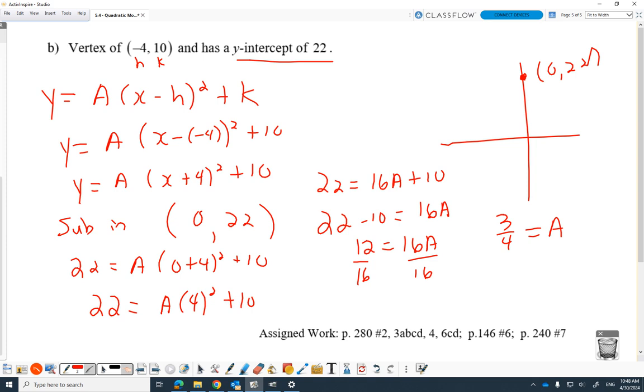Am I done? What's left? Therefore, a equals 3/4. Look at me looking around. Where is it? Where's the rest of it? It's over there. y equals 3/4 (x plus 4) squared plus 10.